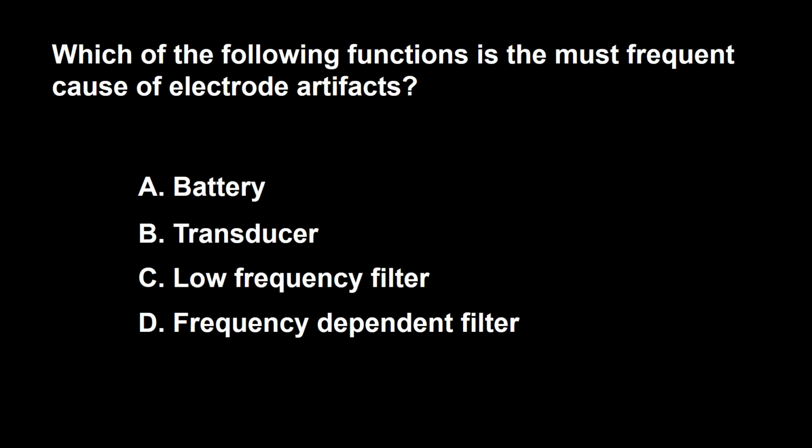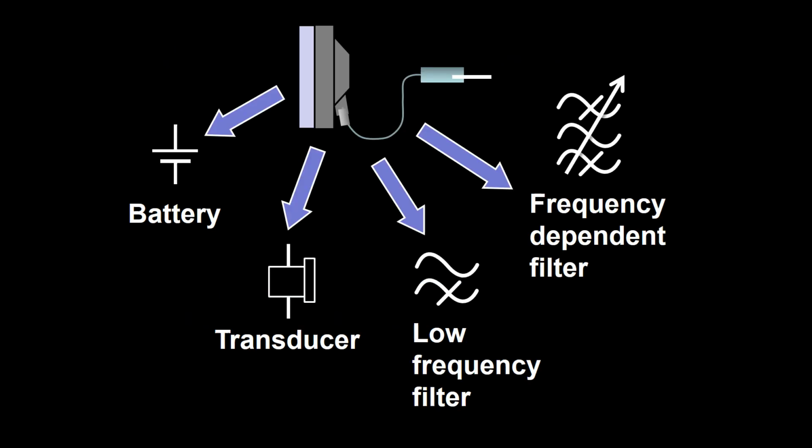Next question. Which of the following functions is the most frequent cause of electrode artifacts? A. Battery, B. Transducer, C. Low frequency filter, D. Frequency dependent filter. Of the 4 electrode functions that we have spoken about, the battery function is the most critical in the production of electrode artifacts. I will further elaborate on this point by introducing a familiar figure.